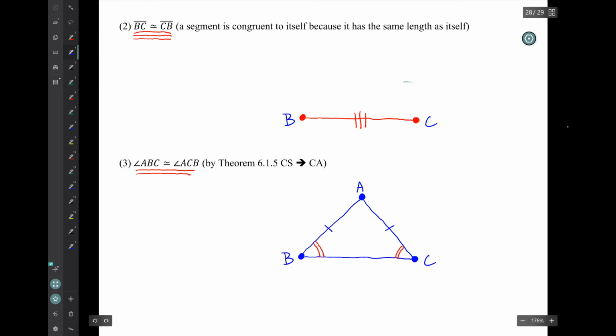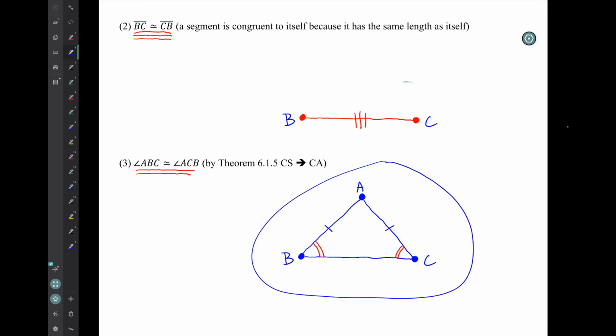Statement 3 says angle ABC is congruent to angle ACB using the CS CA theorem. So here again you see an illustration where I show clearly the triangle that has those parts in it and that I'm using that theorem on. And I don't show other stuff that's not part of that triangle or part of what's involved in this statement.